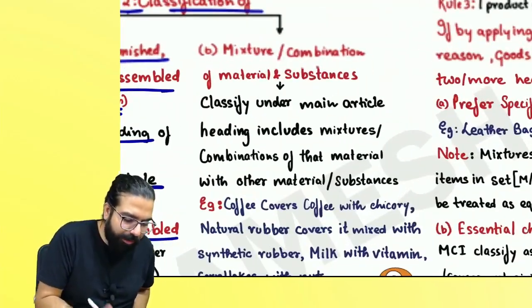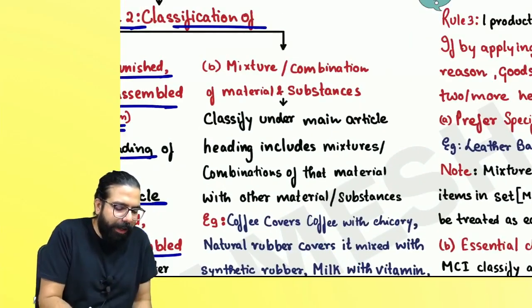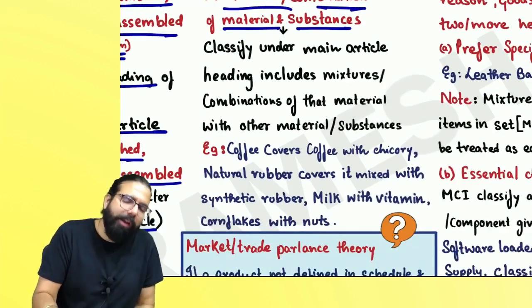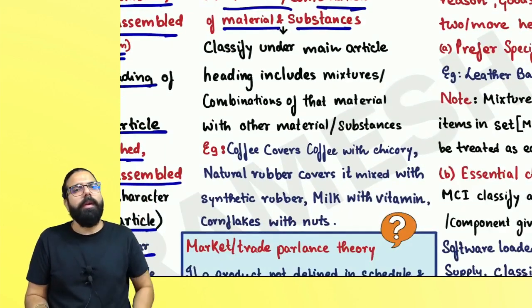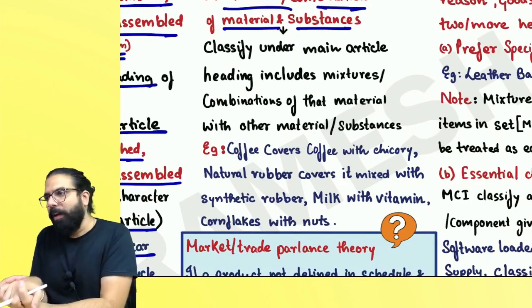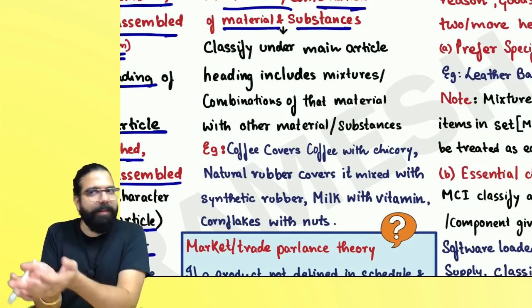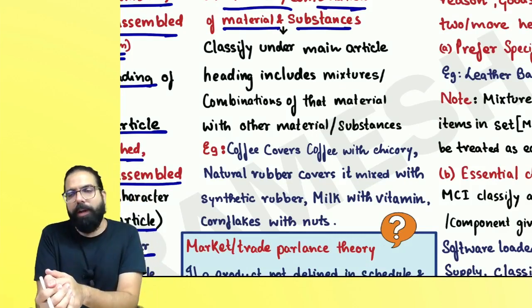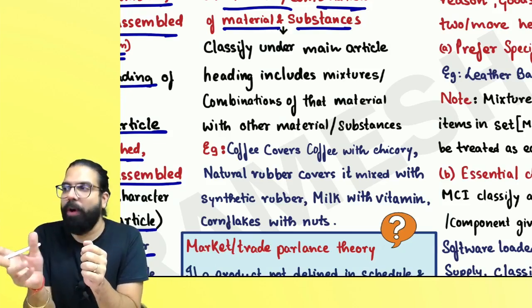The next one over here is, sir, rule number 2B, mixture or combination of material or substances. Always remember, article includes an item mixed or in pure form. For an example, gold jewelry, which is not being mixed with any other item, is still gold jewelry. Gold jewelry mixed with some other item is also gold jewelry only. Sir, coffee with chicory is still coffee.